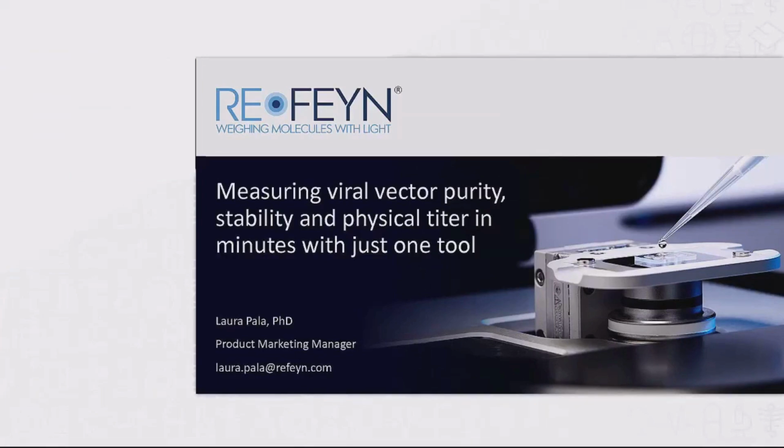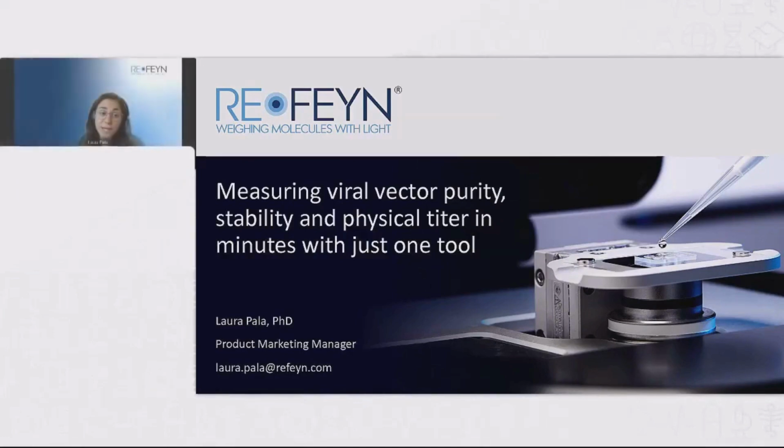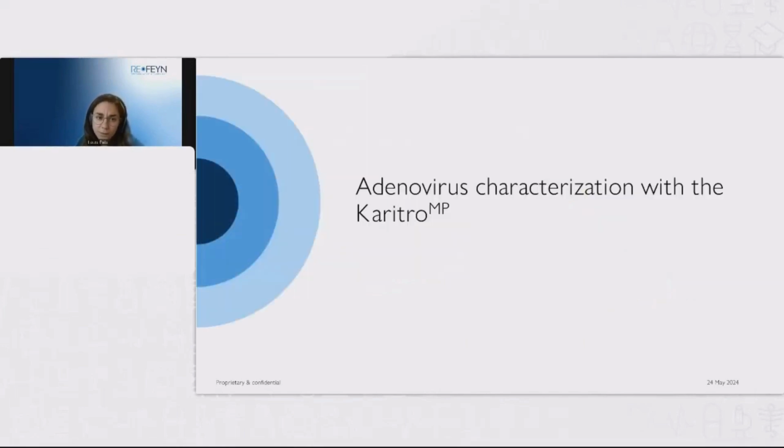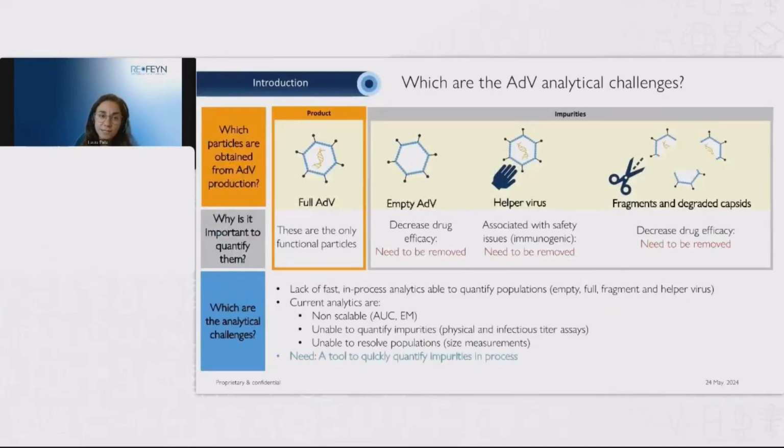Thank you very much for the introduction. I'm really excited to tell you today about the KaritroMP, this tool that can measure viral vector purity, stability, and physical titer. Just to introduce, this is the KaritroMP. It's a nice benchtop instrument that is used to characterize adenovirus and lentivirus purity and stability within minutes. Refeyn recently launched this machine, and I'm really excited to tell you more about it. So I will start telling you about KaritroMP for adenovirus characterization, and then I will move towards the lentivirus characterization information. So let's start with the adenovirus analytical challenges.